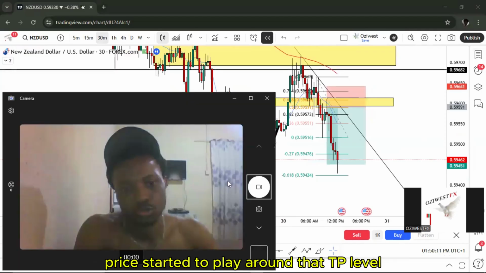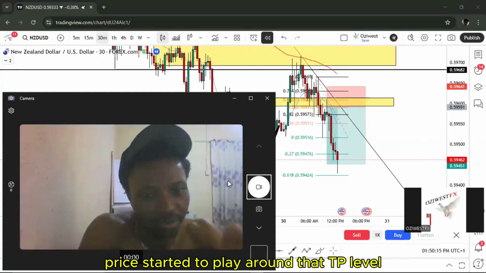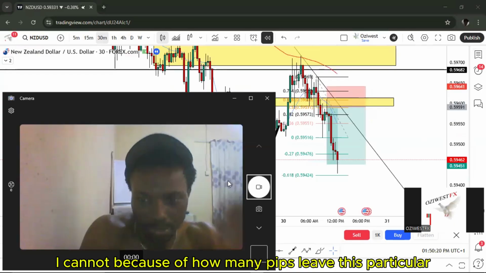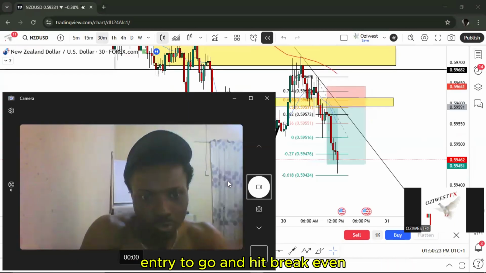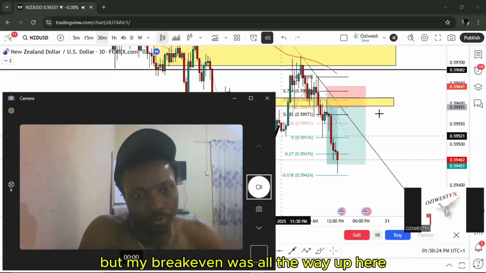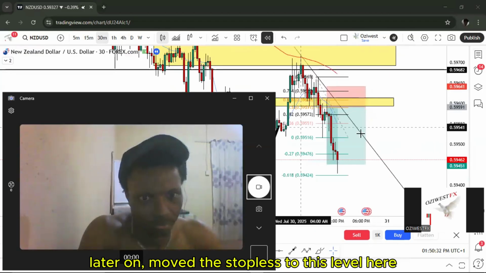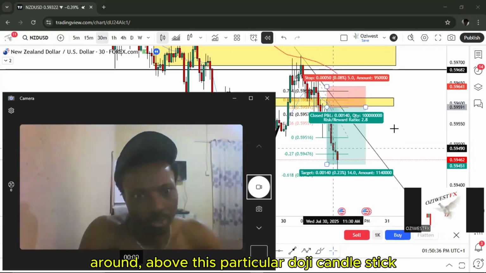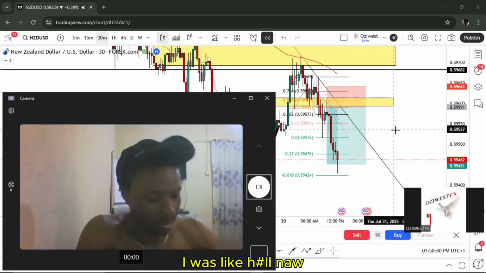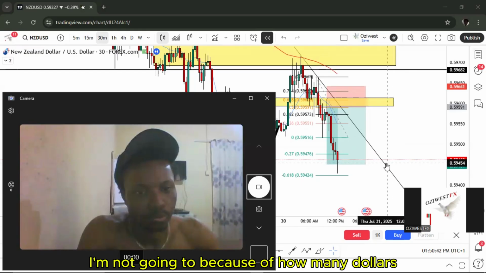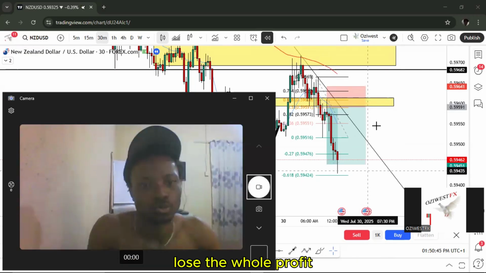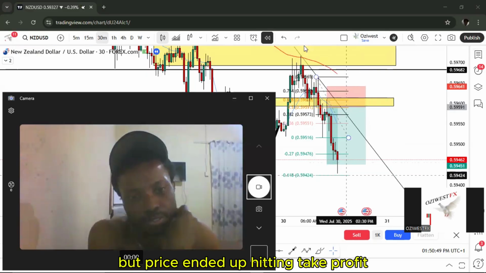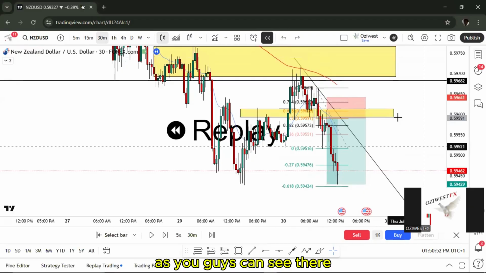Price started to play around that TP level and it was just full of pips away. Because of how many pips, I could not leave this particular entry to go and hit break even, but my break even was all the way up here. Later on, I moved the stop loss to this level, above this particular doji candlestick. I was like, hell, I'm not going to, because of how many dollars this whole profit is. So I closed around somewhere here, but price ended up hitting take profit, as you guys can see there.